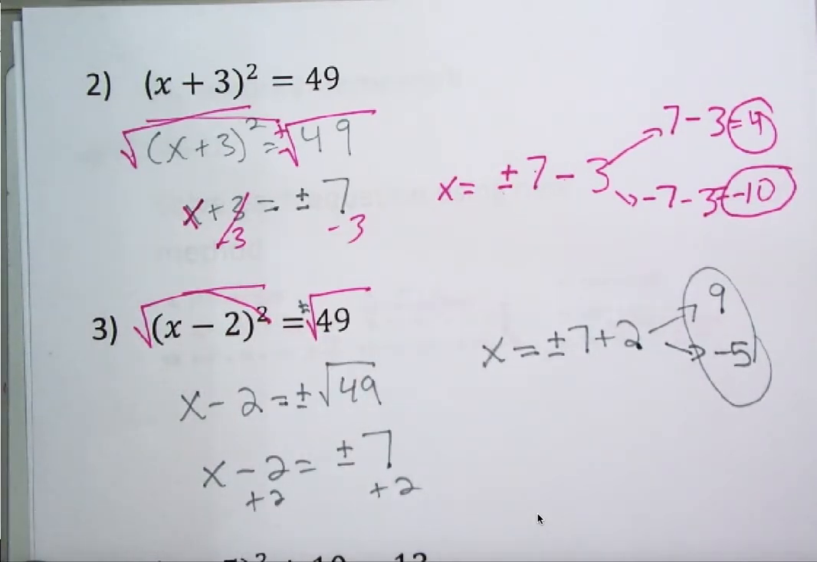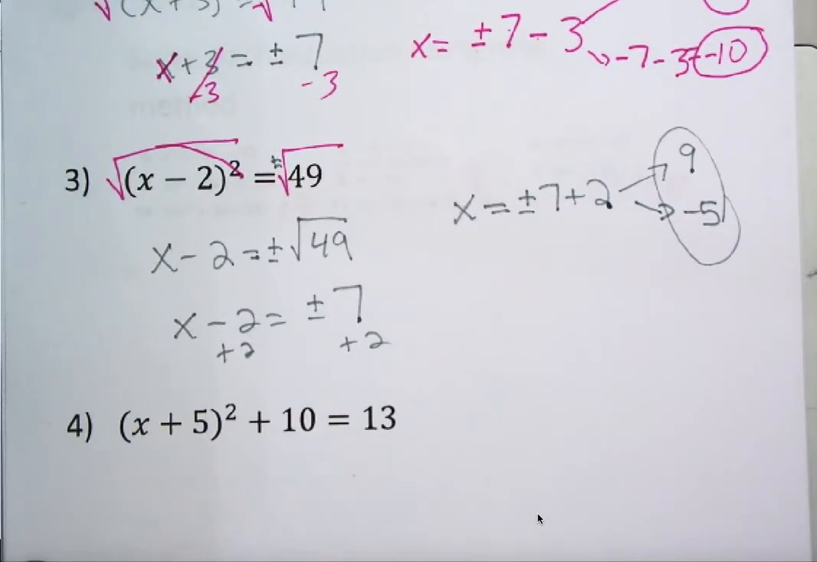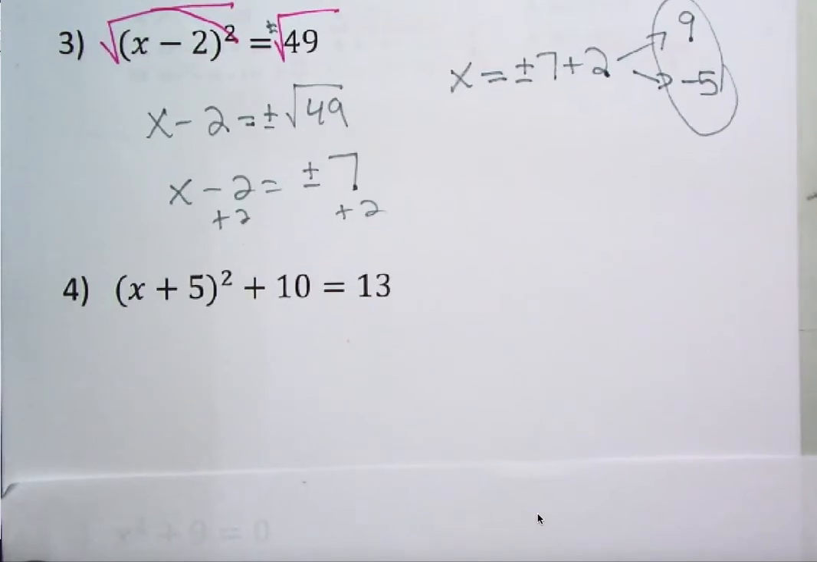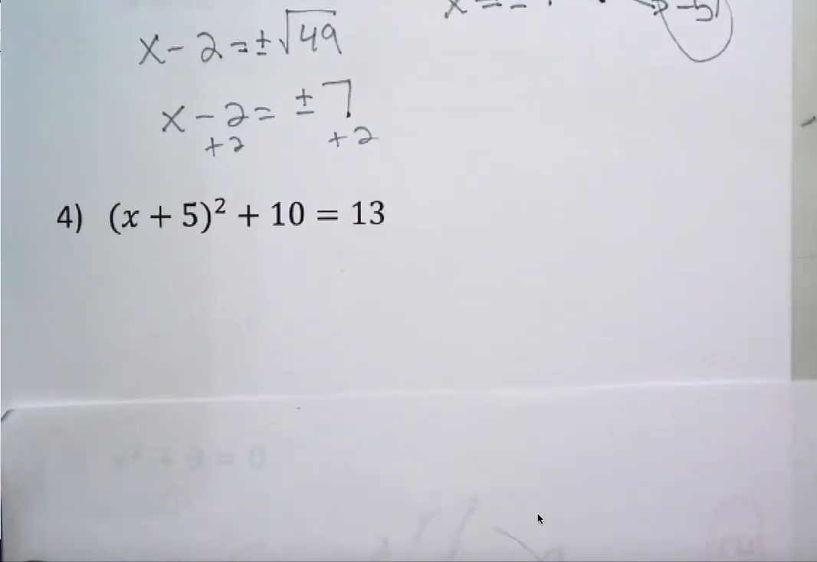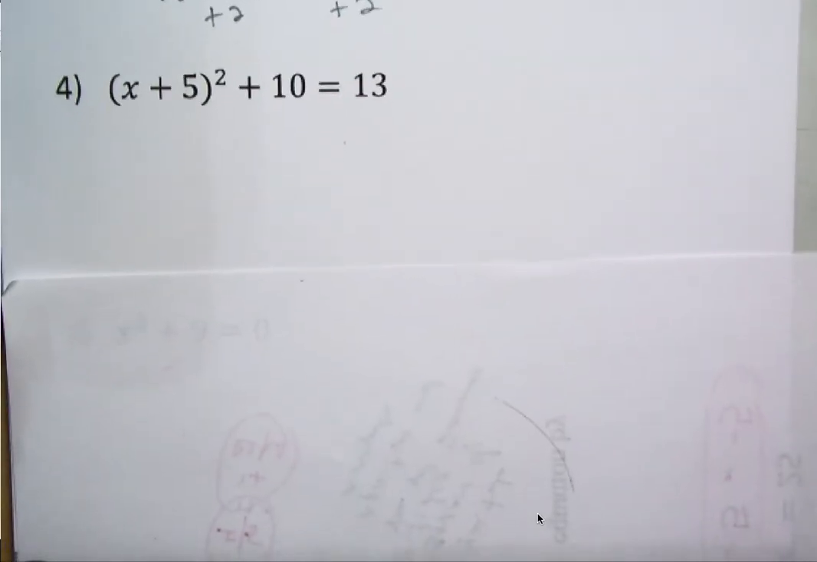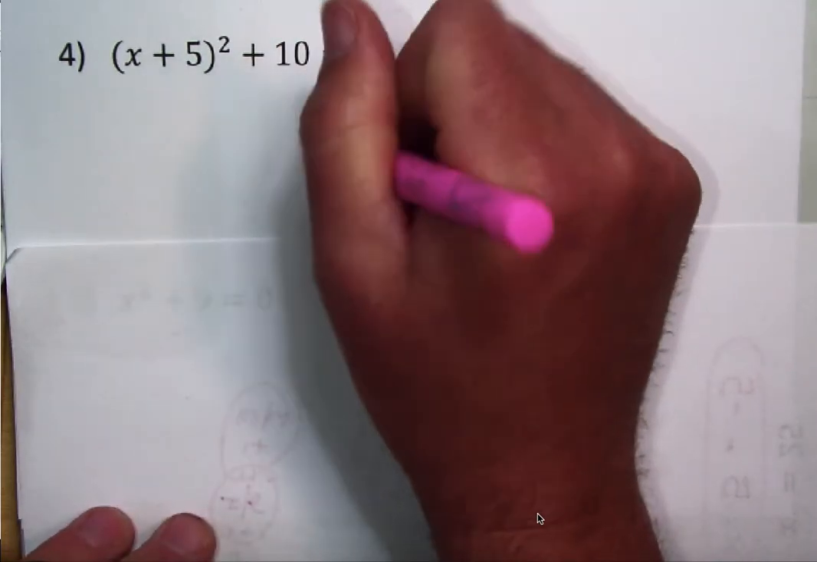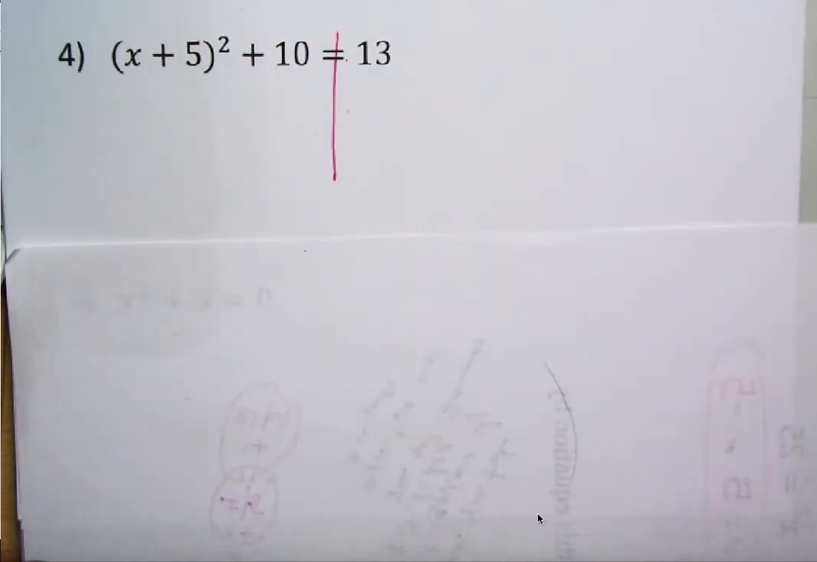Okay, 2 more, and then I'll tell you what your classwork is. So, the nice thing is, we can start doing things to both sides and not have to worry about factoring. Did you notice we didn't do any factoring on any of these today? We're just doing things to both sides. So, we got the next one, which is x plus 5 squared plus 10 equals 13.